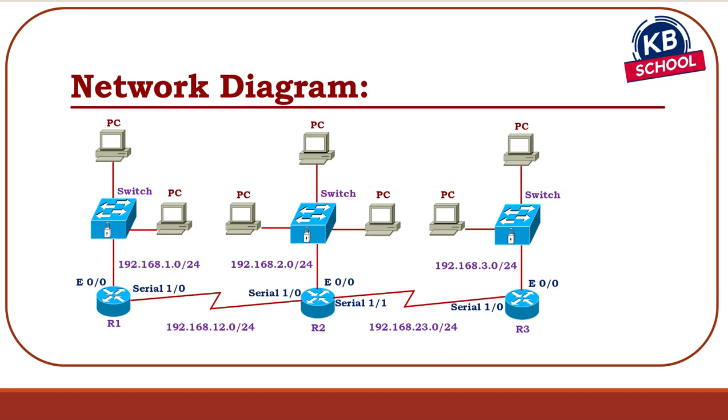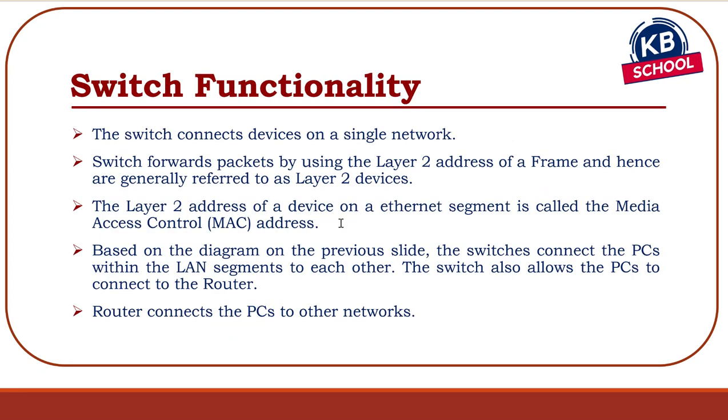So let's take a look at what the slide has to say about it. The switch connects devices on a single network. Switches forward packets by looking at the layer 2 address of a frame. We haven't talked about that yet. We'll take a look at that in a second. But before that, based on the diagram in the previous slide, the switches connect the PCs within the LAN segment to each other. The switch also allows the PCs to connect to the router.